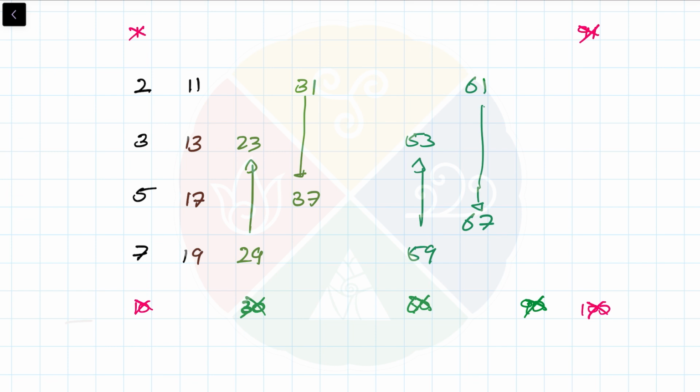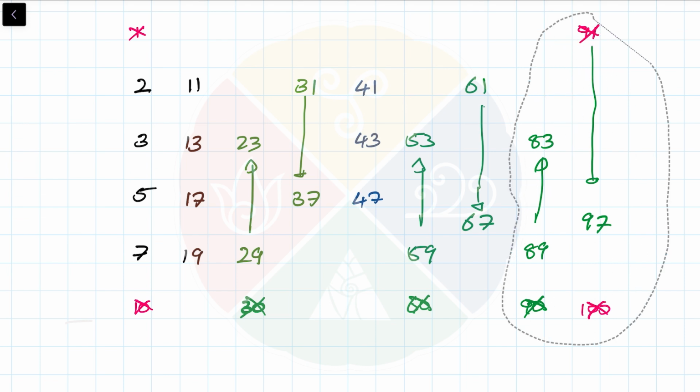Before 90 we have 89, then take a leap, we have 83. After 90 we don't have 91, we just have to take a leap, 97. Okay, and then we have the column of 40s. In that we have 41, 43 and 47. And then we also have the column of 70s.